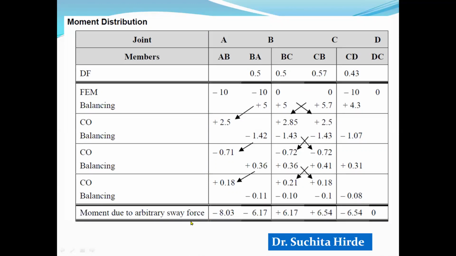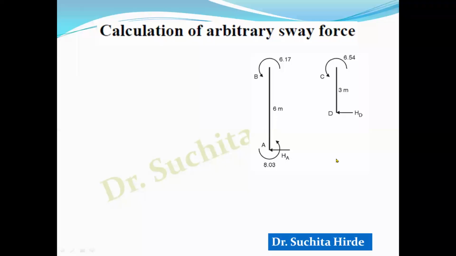So first of all, we will calculate the arbitrary sway force from these moments. Now remember that for column AB, both the moments are negative, that means anti-clockwise, and for column CD, the moment is negative, that is anti-clockwise. So while drawing the free body diagram, you have to show the anti-clockwise movement. So these are the free body diagrams for column AB and column CD.